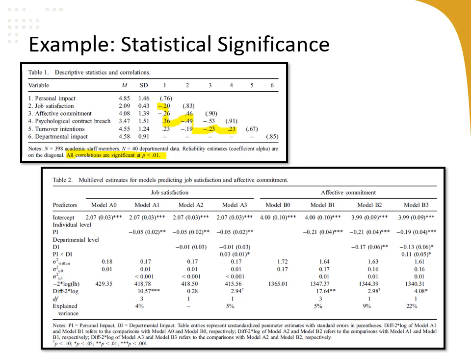P less than 0.01. So even better than P less than 0.05, there is less than a 1% chance that these observed correlations are due to a fluke or are due to sampling error. So conversely, there's about a 99% chance that these are true correlations or true relationships among these variables.